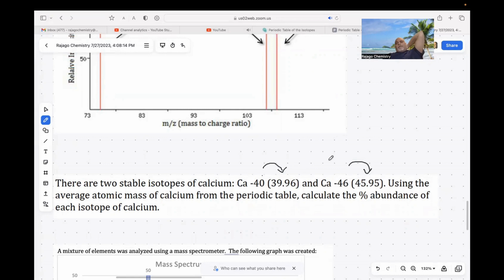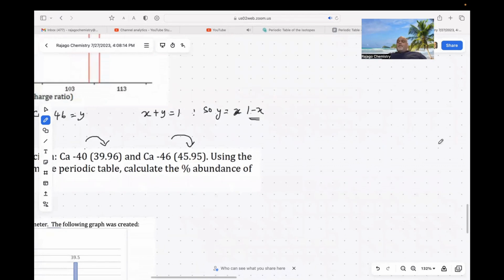So how to calculate the percent relative abundance? The exact mass of calcium-40 is 39.96. The exact mass of calcium-46 is 45.95. So how do we find the relative abundance? We have to keep calcium-40 as X and calcium-46 as Y. But we know that X plus Y is going to be 1, so Y is going to be 1 minus X. We have to solve for X. So how are we going to solve for X? We are going to do it like this.